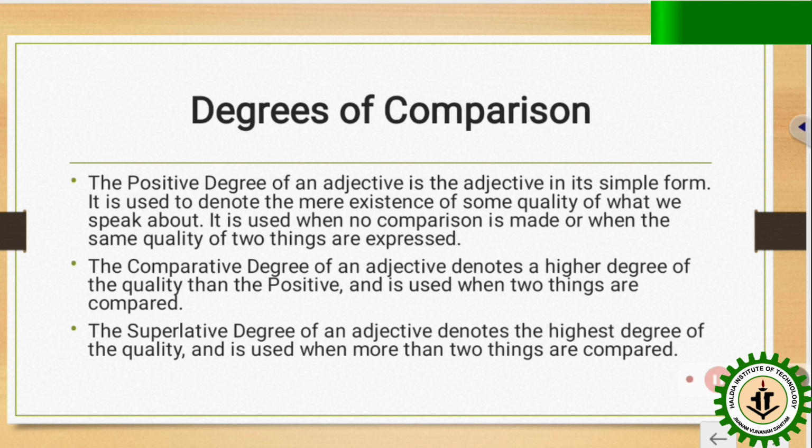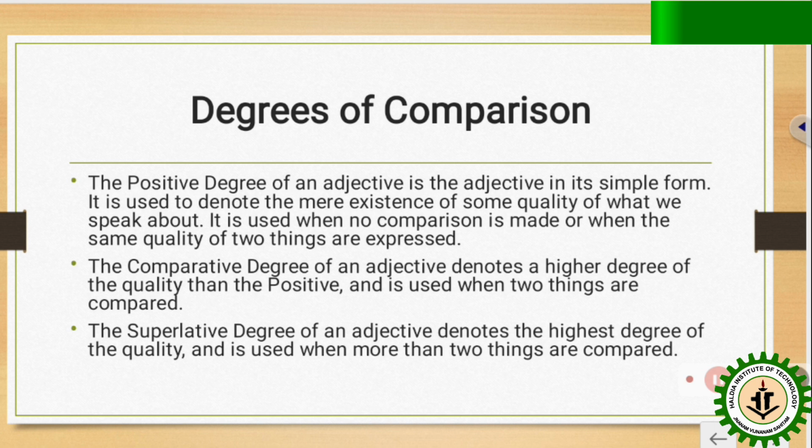So it is used to denote the mere existence of some quality of what we speak about, and it is used when no comparison is made or when the same quality of 2 things are expressed. The sentence that I have used earlier, I am as good as he is, talks about the same quality of 2 human beings. Coming down to the second point, the comparative degree of an adjective denotes a higher degree of the quality than the positive, and is used when 2 things are compared. As we have already discussed, if I say that I am shorter than him, it means he is having a higher quality than what I have.